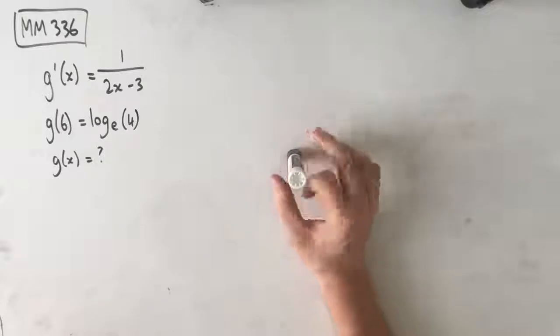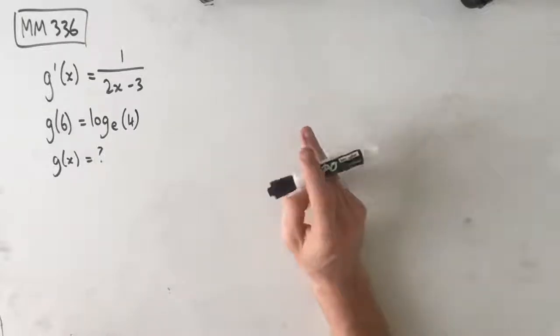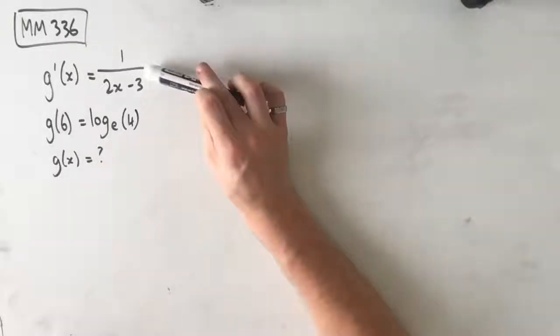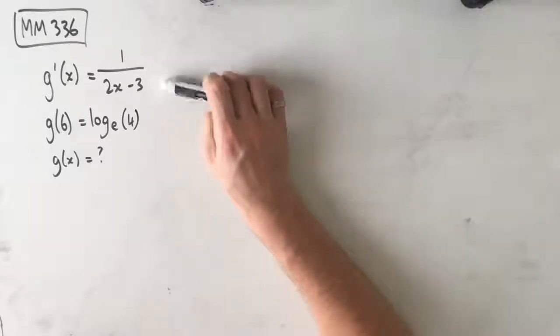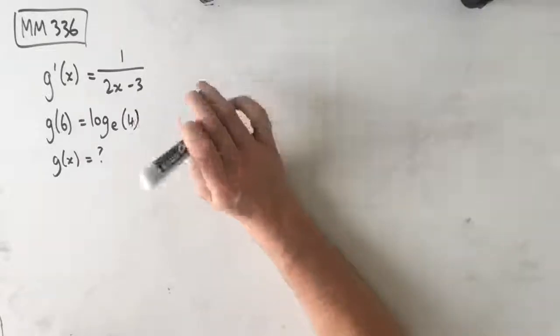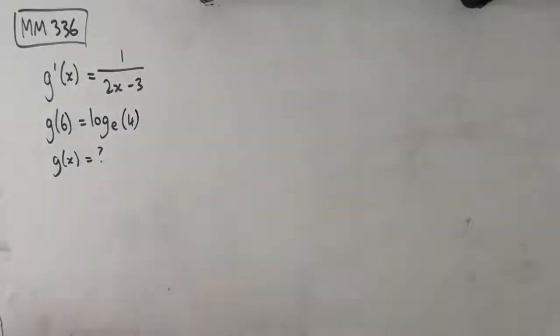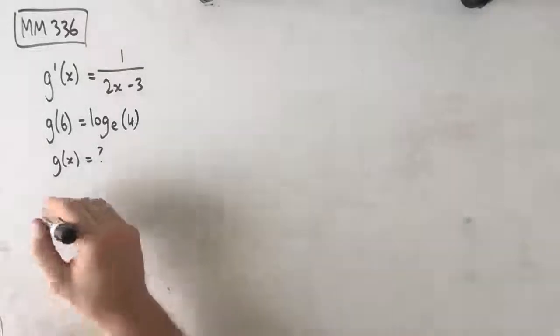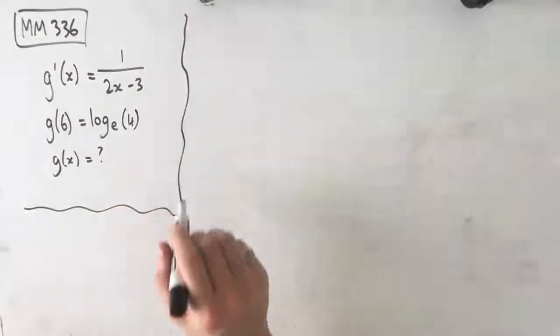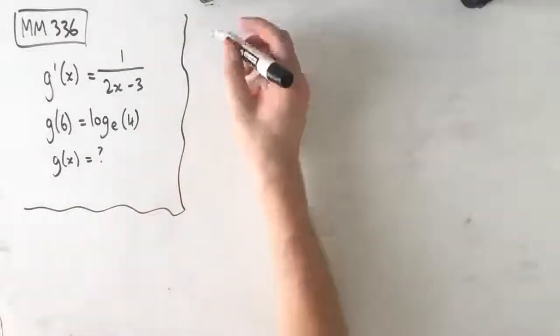So, we've got this question that says the function with rule g of x has a derivative g dash of x equals 1 over 2x take 3. Now given that g of 6 equals log e of 4, find g of x in this form, which we will do. So, first things first is we know what g dash of x is, and we're trying to find g of x, which means we're going to have to integrate g dash of x.